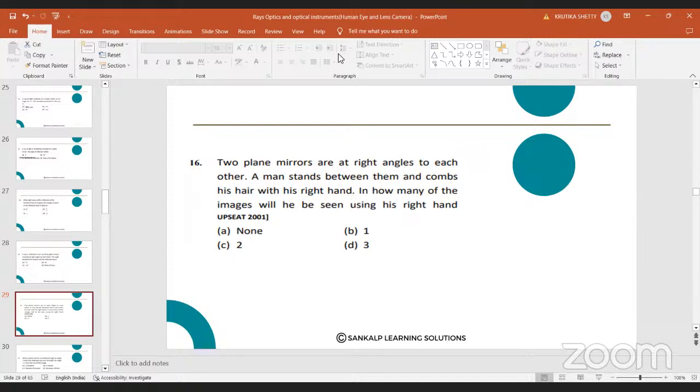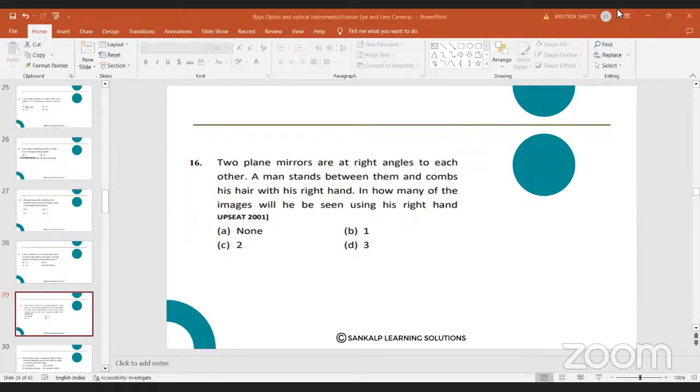What is the answer? It is B, 1. Yes, correct. It is B. That is option B is right. That is the one image formed here.